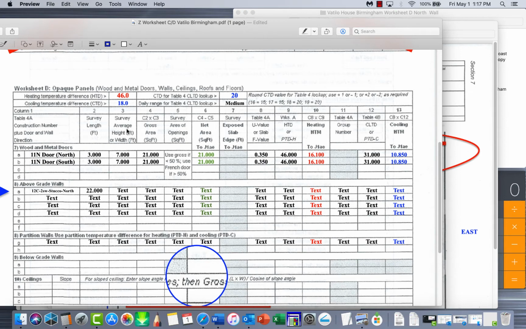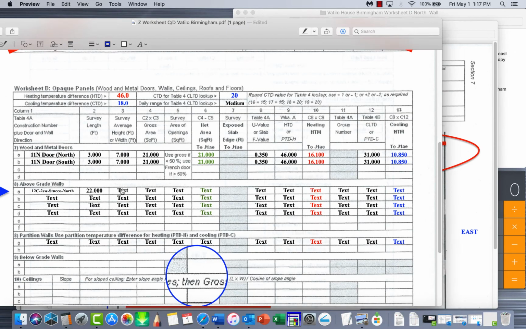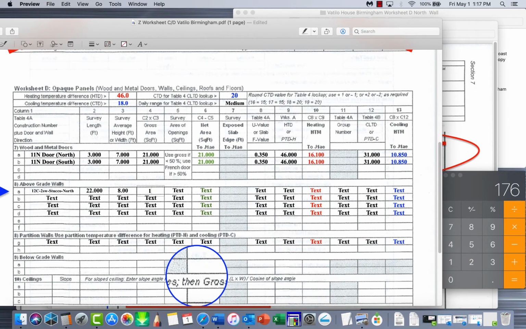Okay. What is the average height? Back to our survey. It says we have an 8-foot high ceiling. So we're going to put an 8 right there. And then, like I said, gross area, this is the next column right here. C2 times C3, so 22 times 8. All we got to do is use our calculator. 22 times 8 equals 176. And of course, that is square footage.